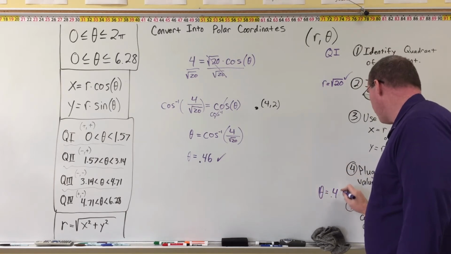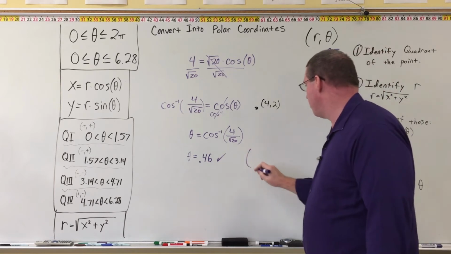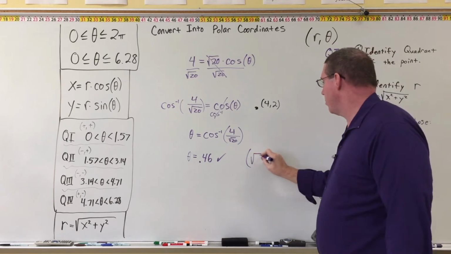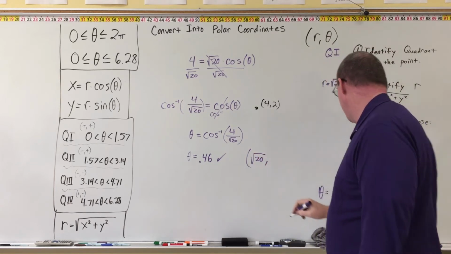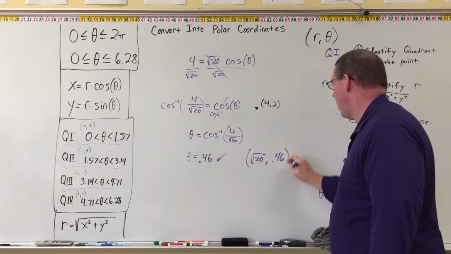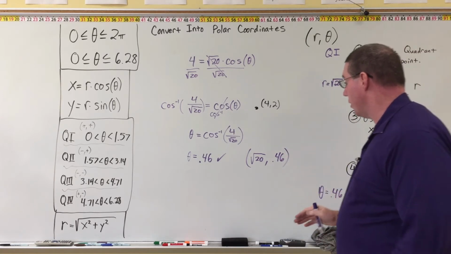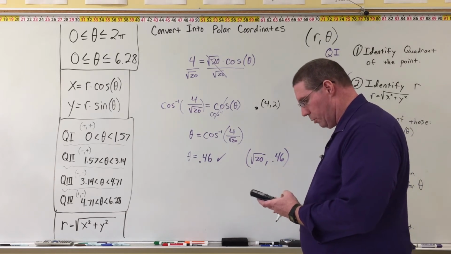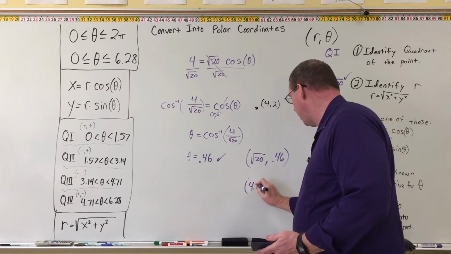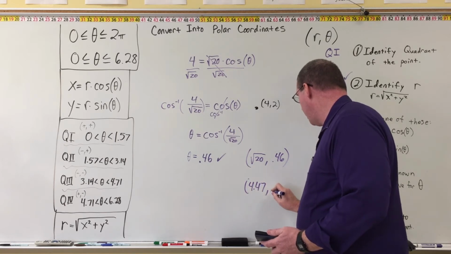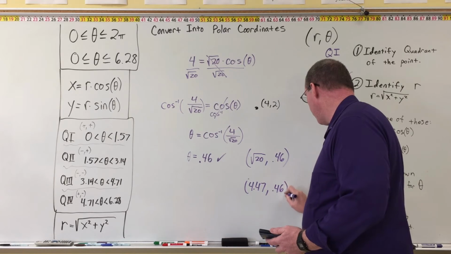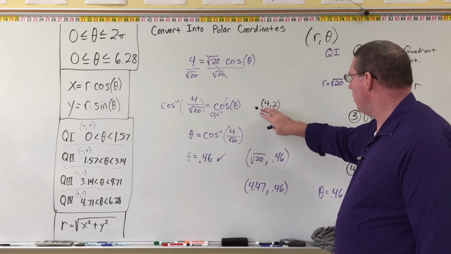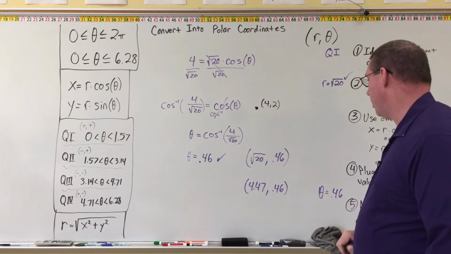Theta is equal to 0.46, and so now I'm going to put it in polar coordinates: r comma theta is going to be the square root of 20 comma 0.46 radians. Now when I enter it into the computer, I can round the square root of 20, which is 4.47. So I have 4.47 comma 0.46. And these are the polar coordinates that match the rectangular coordinates 4, 2.